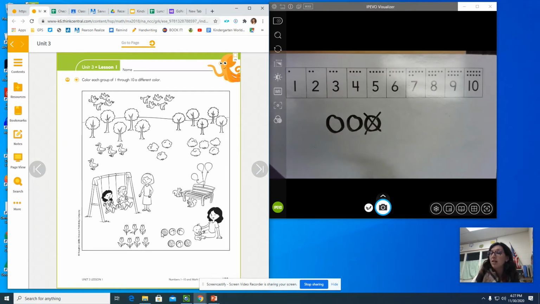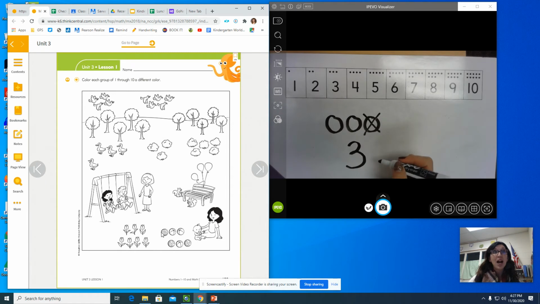This is the tricky part. How many did we have first? Before I crossed 1 out, how many did we start with? Yeah, we had 3. 3 balloons. We saw 3 balloons in the park. Now, we know that in a subtraction story, we don't put a plus sign. That comes in addition. We want to put a minus sign that looks like this.